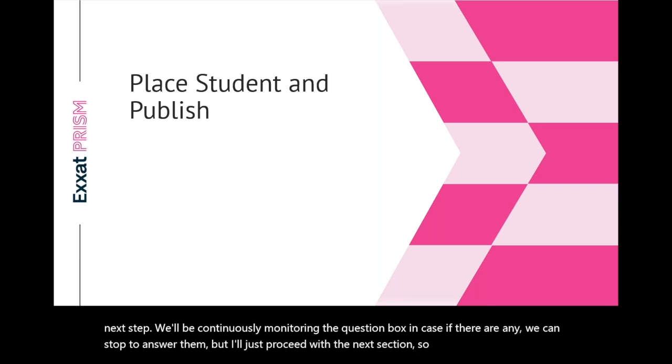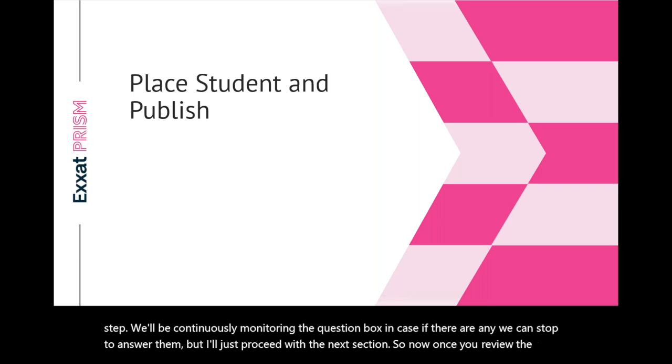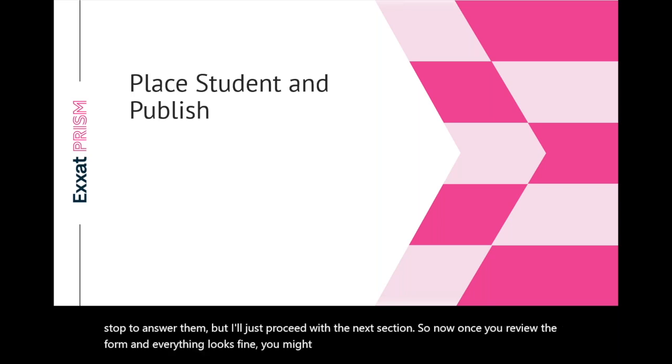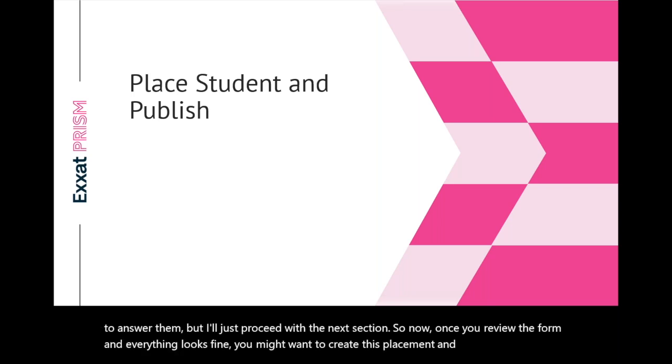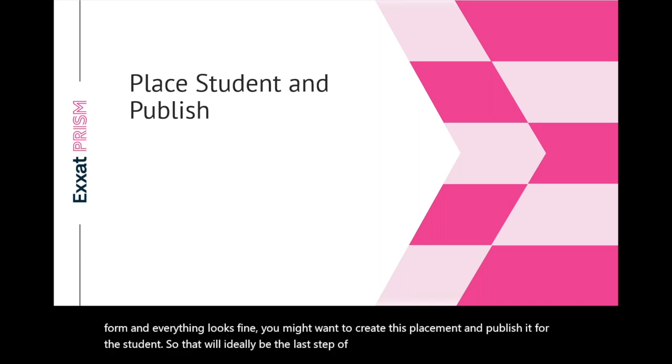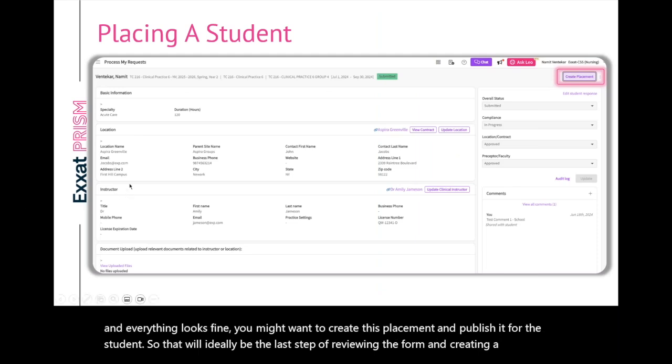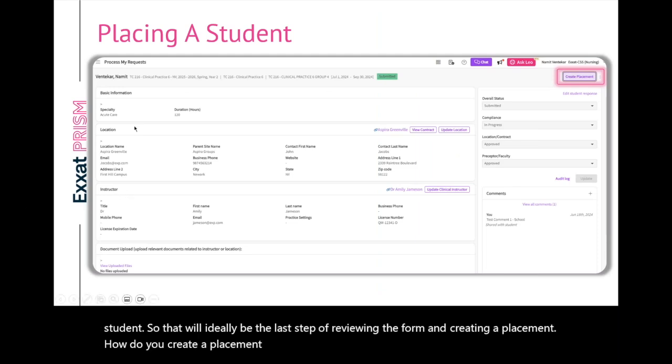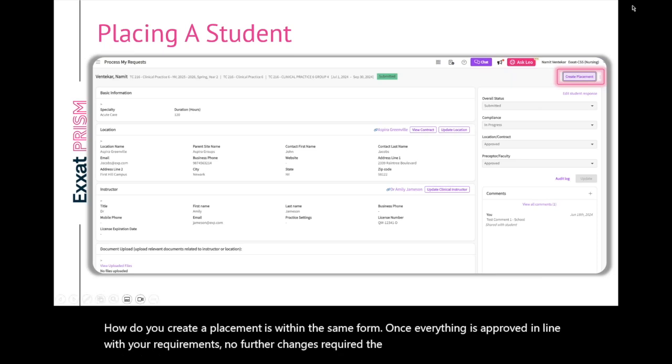So now, once you review the form and everything looks fine, you might want to create this placement and publish it for the student. That will ideally be the last step of reviewing the form and creating a placement. You create a placement within the same form. Once everything is approved in line with your requirements and no further changes are required, the last step ideally would be to click on the create placement tab on the right top corner.